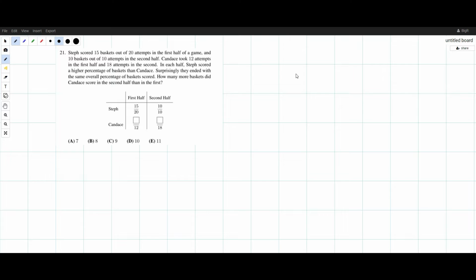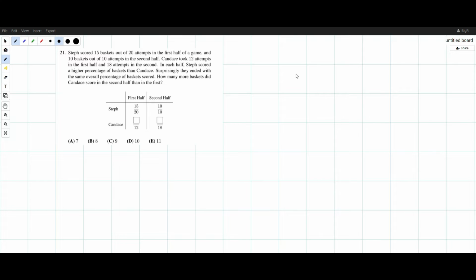Hello guys, this is Ronit from MathX, and today we're going to be solving number 21 from the 2022 AMC. Now, in this problem, we have various methods involved, such as variables, equations, and all such things, to solve this math problem very quickly. But anyways, without further ado, let's get started.